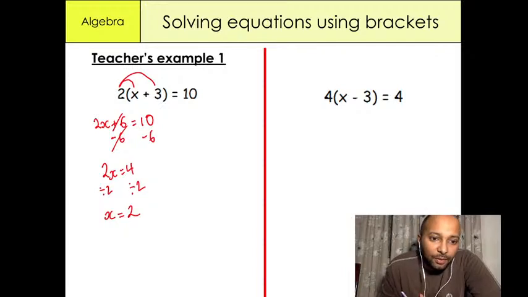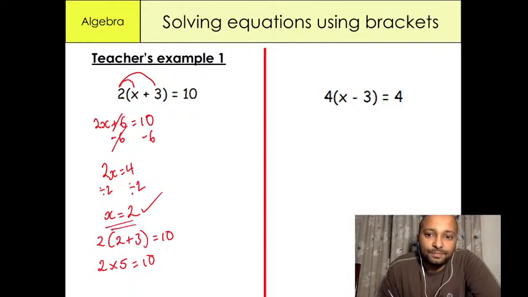Now you can always check whether this answer is correct by plugging it back into the equation. So we have 2 open brackets 2 plus 3 equals 10. Now use your BIDMAS, brackets first. So 2 plus 3 is 5. 5 times 2 equals 10. So yep, that's correct. So x is equal to 2.